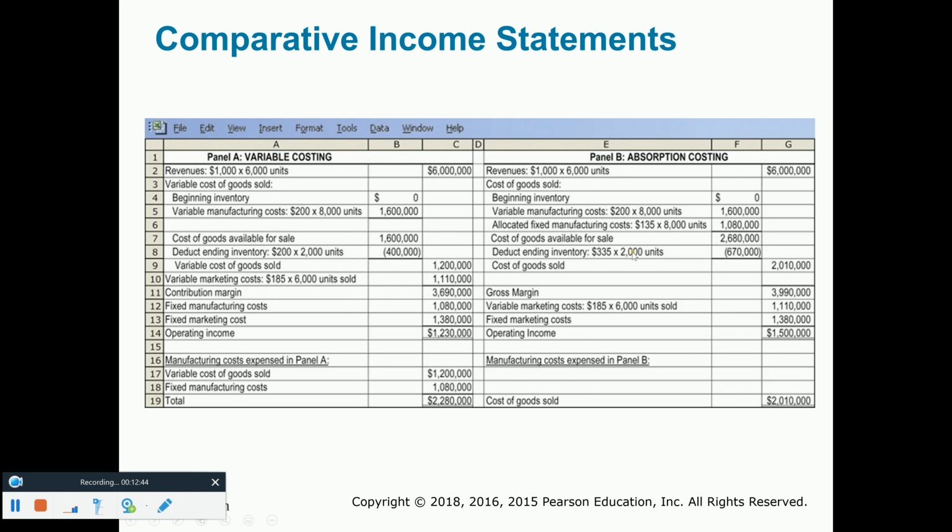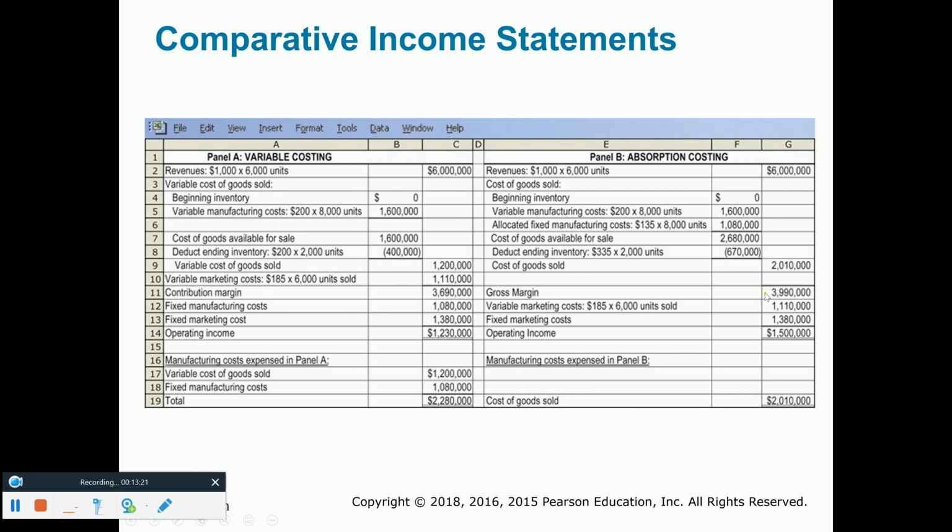So as we said earlier, we have 2,000 units in ending inventory, but with absorption costing, because we're absorbing the fixed cost into the inventory, we have to add the $200 variable cost per unit plus the 135 fixed cost per unit. 200 plus 135 is your 335. So subtract out the ending inventory from cost of goods available for sale, you get cost of goods sold. Subtract cost of goods sold from revenues, and you get gross margin. Gross margin as opposed to contribution margin.